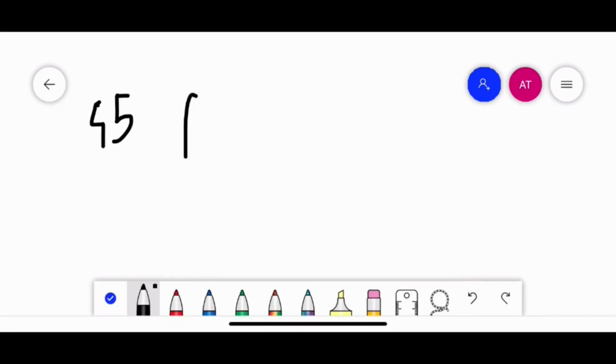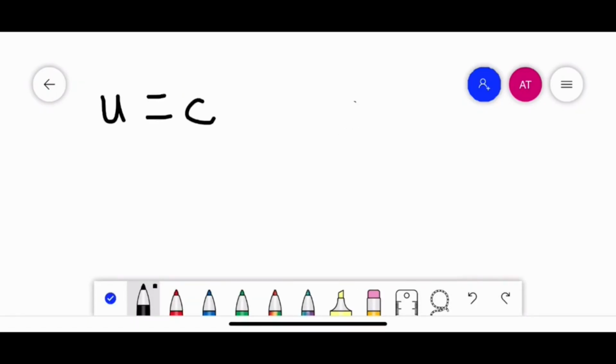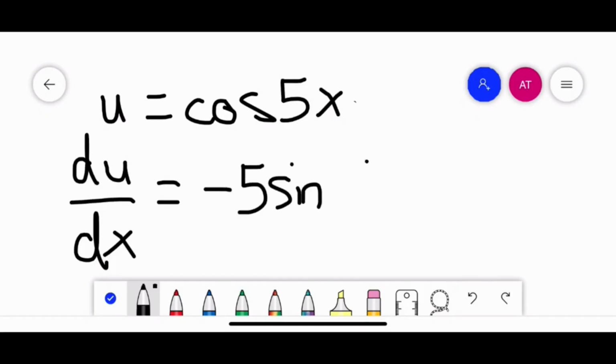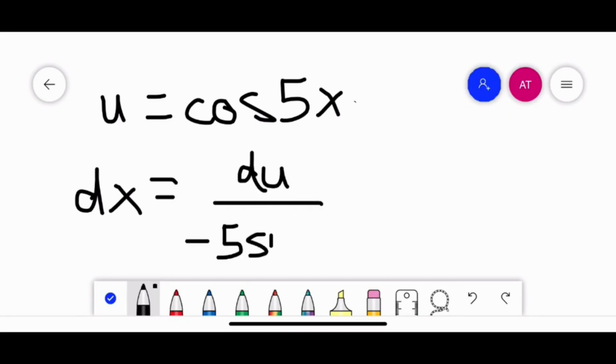Question 45 asks us to find the integral from pi over 10 to 0 of sine 5x cosine squared 5x dx. For this question we also have to use the substitution method. So we say that u is equal to cosine 5x. So the derivative, du over dx, is equal to minus 5 sine 5x. We make dx the subject of the equation, so dx is equal to du over minus 5 sine 5x.